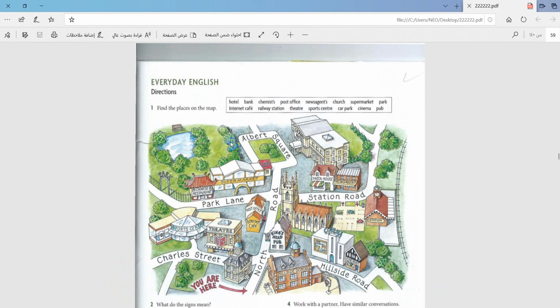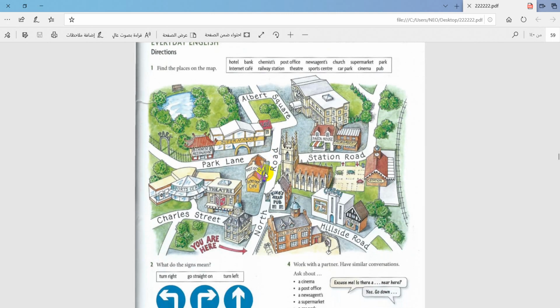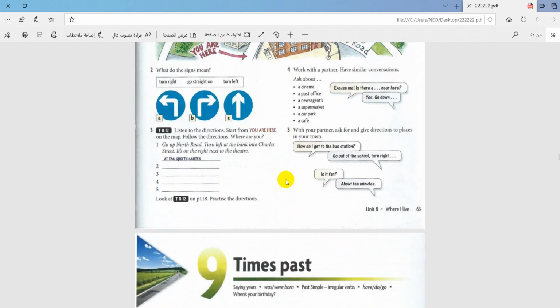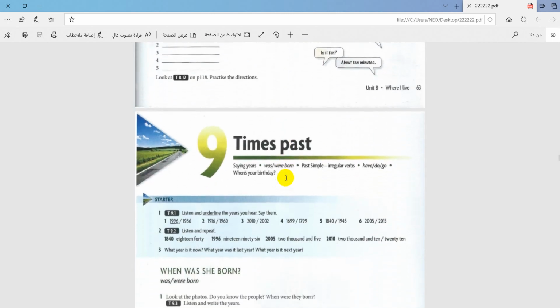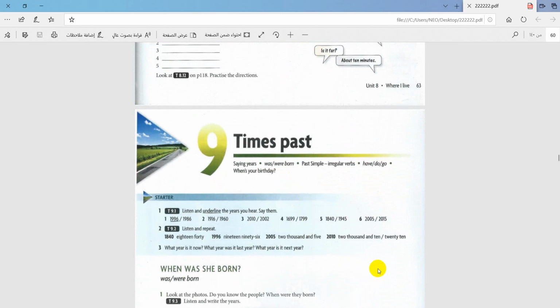So, in the last lesson, we talked about prepositions and directions. Also, here in Everyday English, we talked about how we can know the directions and how we can tell people the correct direction. As I promised you, I will talk about prepositions and directions inshallah in this lesson.